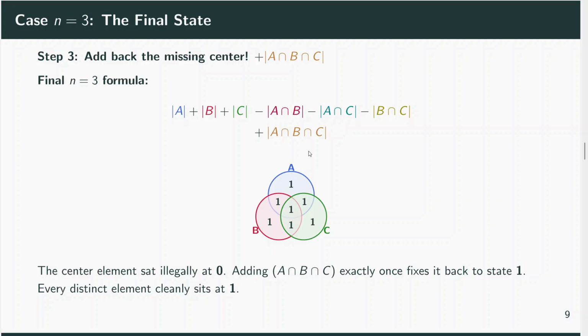Look at the full picture now. Every region, every single one, sits at count state 1. The 3 outer-only regions, 1. The 3 pairwise overlap regions, 1. And the very center, 1.